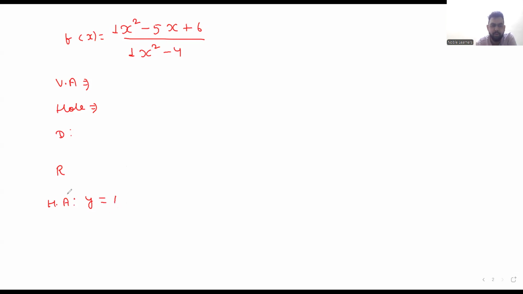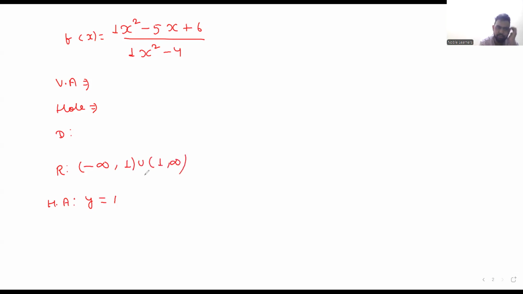Correct. The horizontal asymptote will not be part of the range. So except for the horizontal asymptote, you have to tell the range. So what would be the range? Negative infinity to 1, union 1 to infinity. Yeah, correct answer.